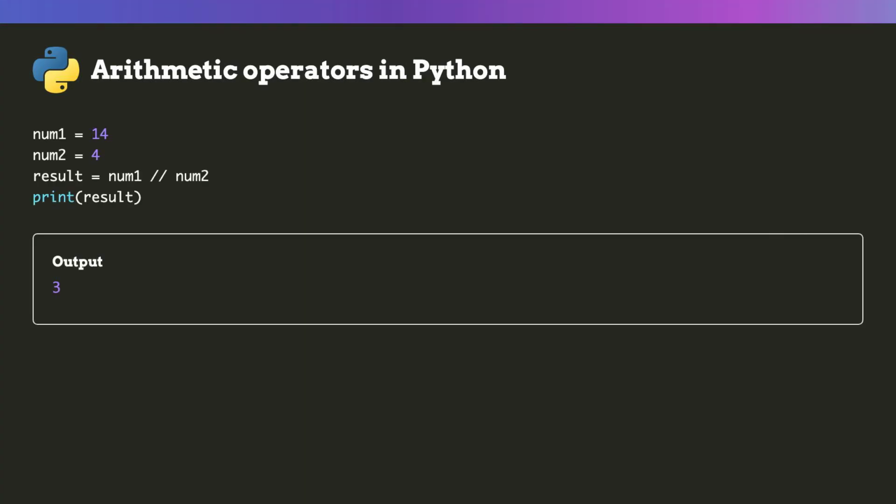Besides these basic operators, we also have the floor division operator represented by two slashes, which returns the quotient of a division, and the modulo operator represented by the % sign, which returns the remainder of a division.